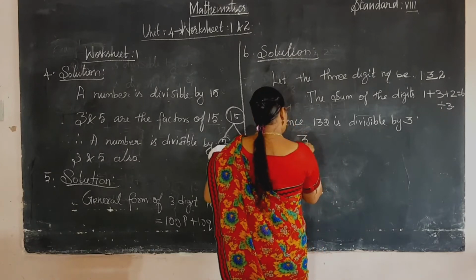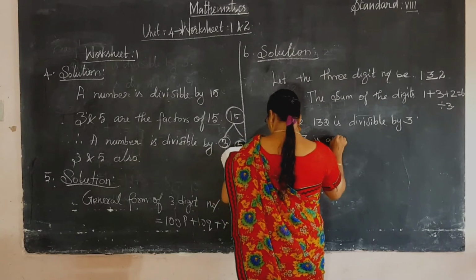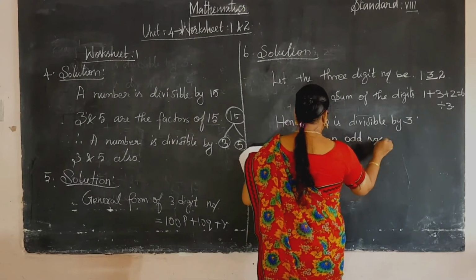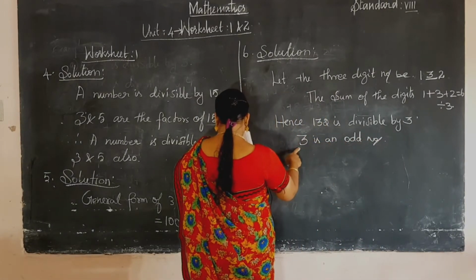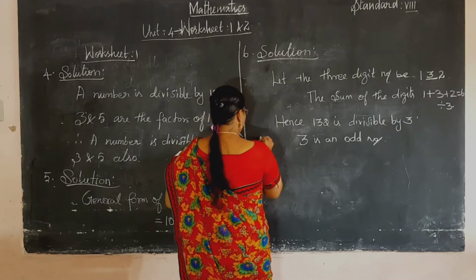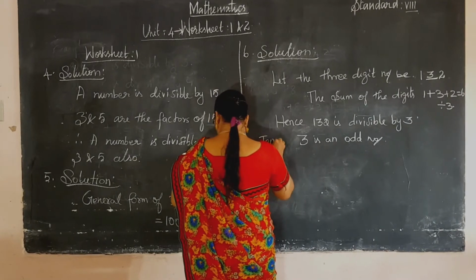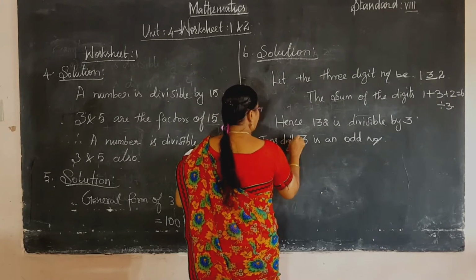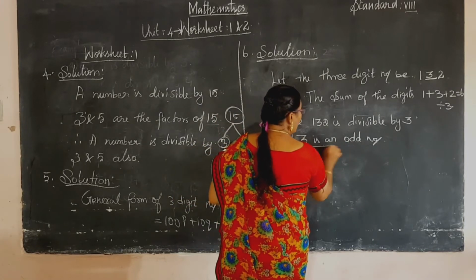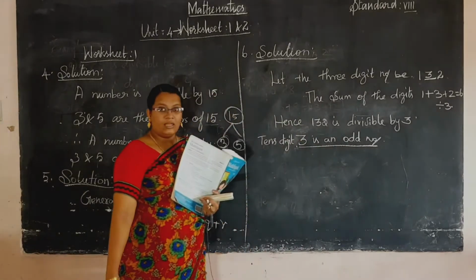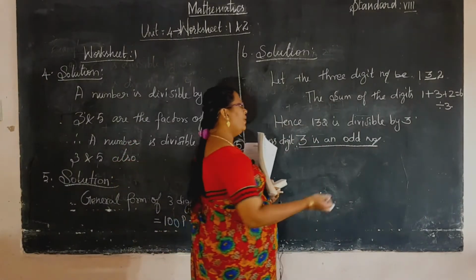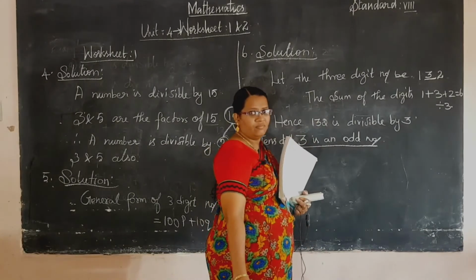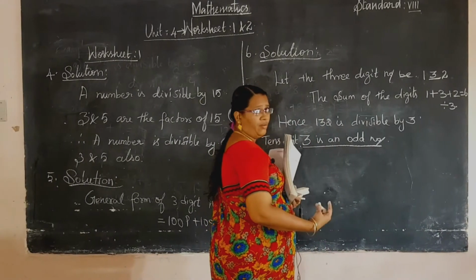And 3 is an odd number. Which place is it in? The tens digit. Okay, the tens digit 3 is an odd number. That is the result. You can apply any other numbers also. In this place we have replaced 5, the next odd number.